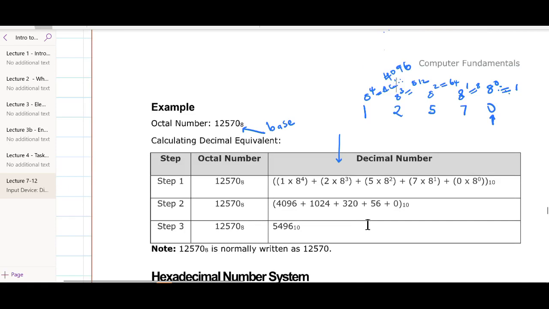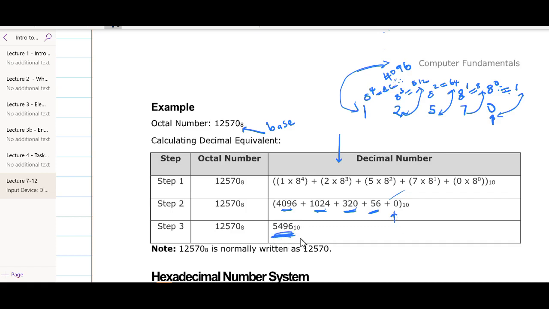So then what we do with that is multiply. You multiply 4096 with 1, you get this value. Then you take 512 times 2, you get this value. You multiply 5 times 64, you get this value. Last but not least, you multiply 7 by 8, you get 56. And of course, you know 0 times 1 is always going to be 0. You find your 0 there. When you add them, you get this value.